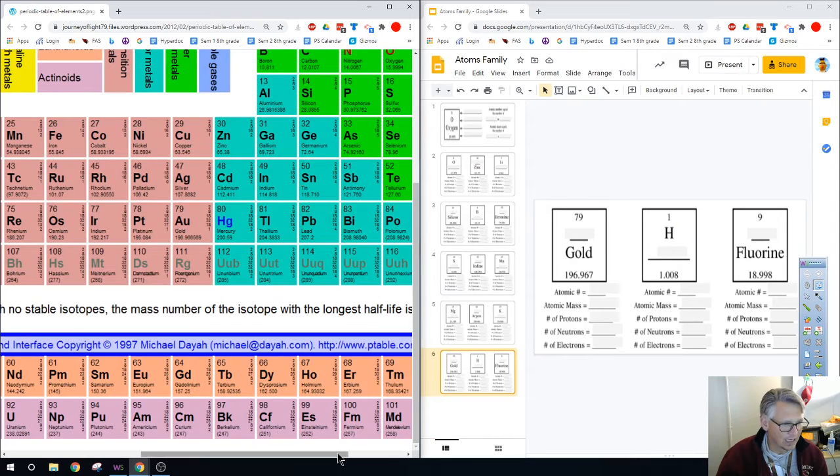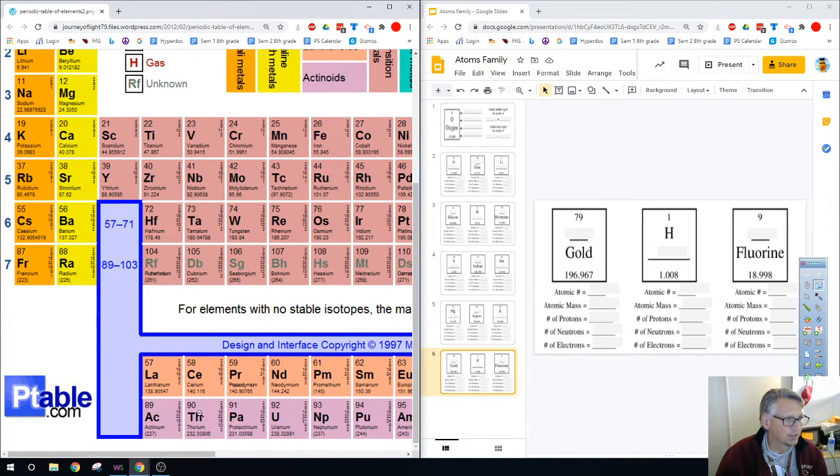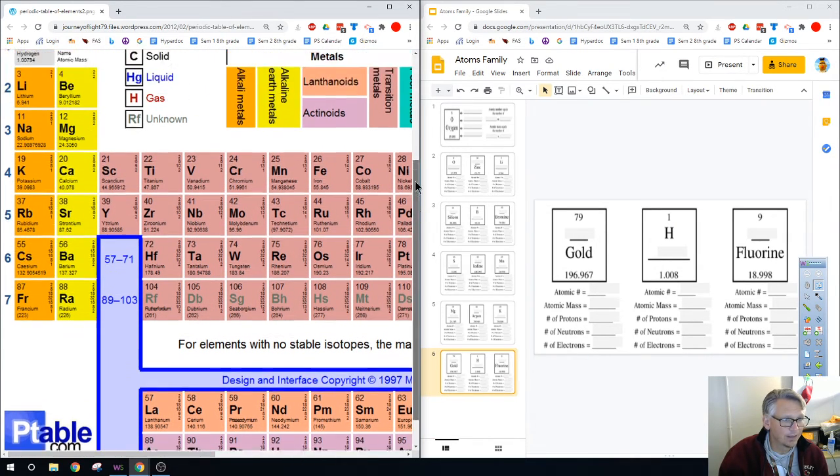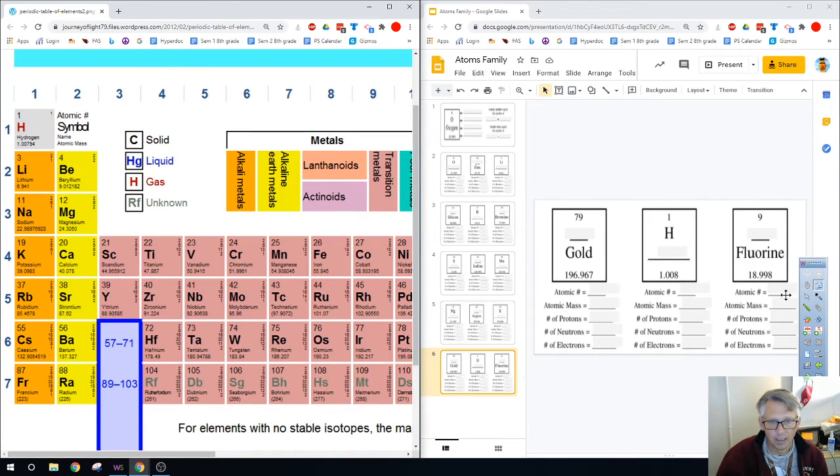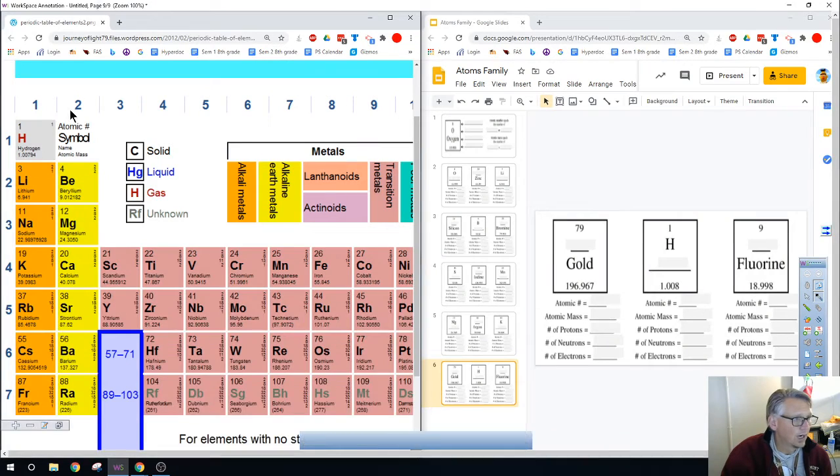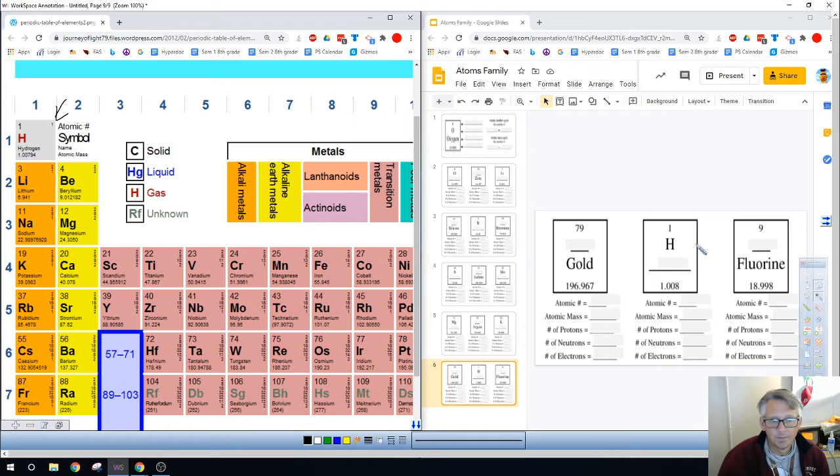Next is hydrogen. Hydrogen, in my eyes, this is the hardest one to do. Not because the math is hard, but it's just kind of strange. So hydrogen is right there. 1H hydrogen. Very flammable and less dense than helium. The atomic number is 1. The atomic mass, 1.008. We're going to round that to 1. It has 1 proton. It has 1 electron.